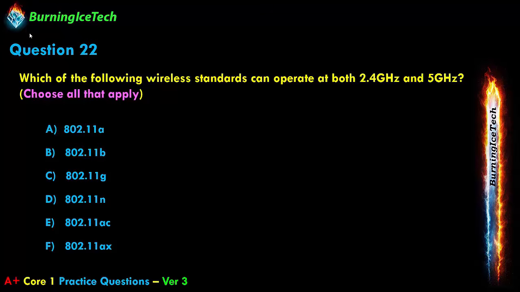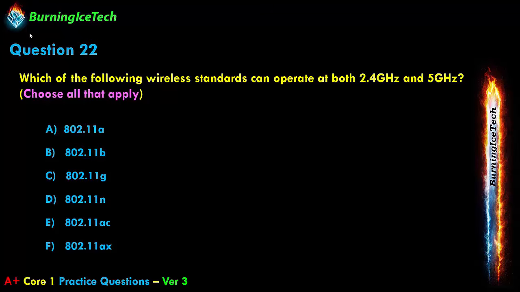Now, if we look at answer A there, guys, the 802.11a standard, that standard, folks, only operates at 5 gigahertz. So that completely eliminates that one. The second one there, 802.11b, operates only at 2.4. So that one's also eliminated. The third one, 802.11g, only operates at 2.4. So that's also eliminated. Answer D, 802.11n. It operates at both 2.4 and 5. So that's one of the possible answers. So that one is so far correct.